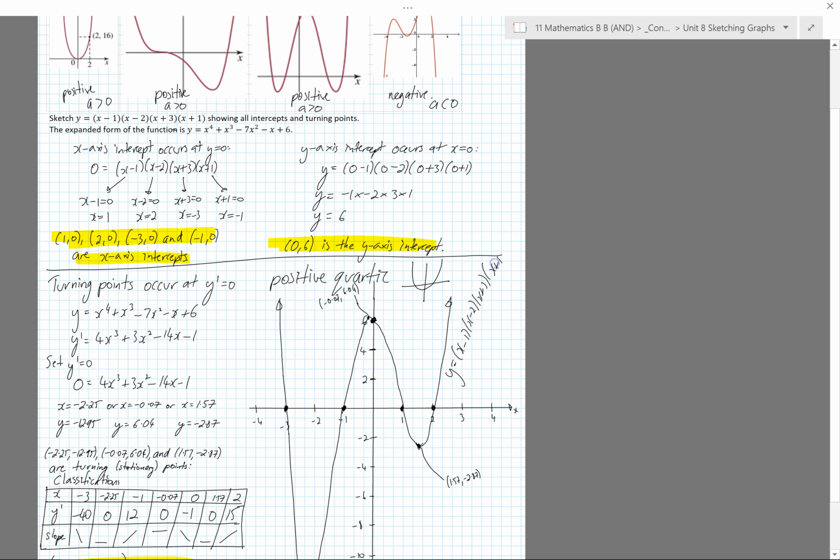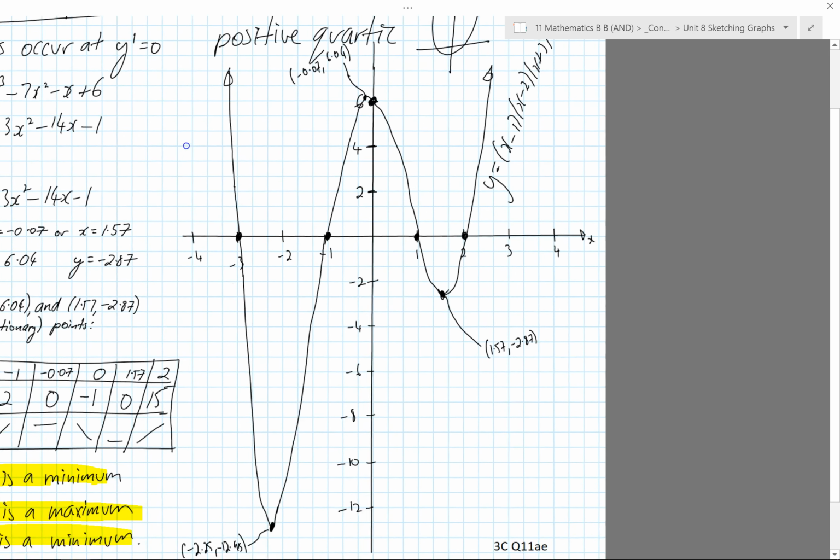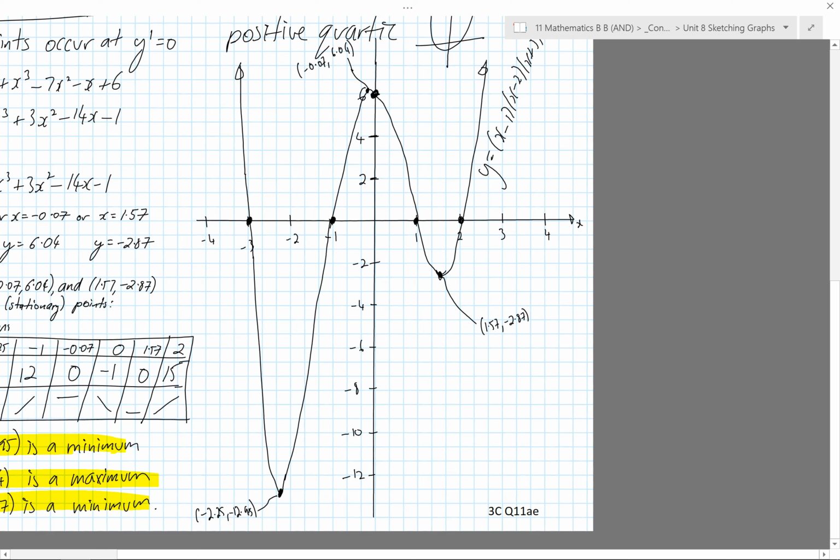Okay, that's what that quartic looks like. You probably would have thought I'm never going to be able to draw this, but here you go. There's only one final little topic to touch on, which is over the page.